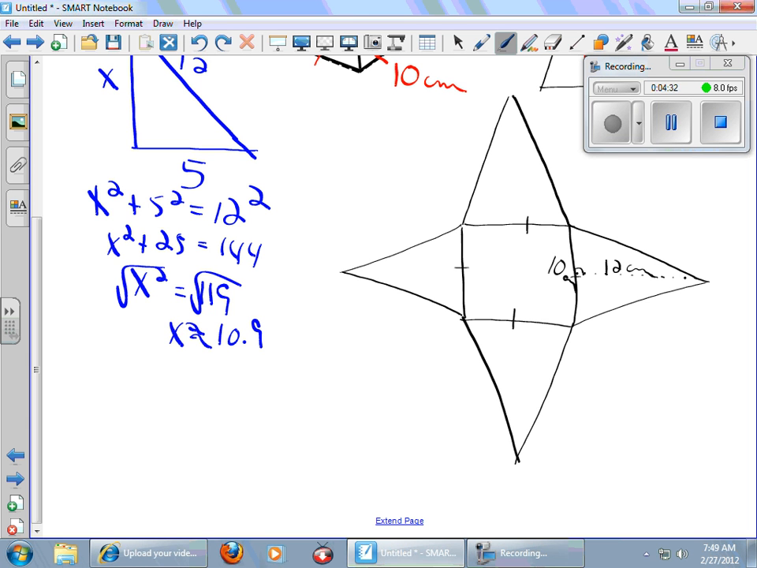So if I do the area of the square, I'm going to do 10 times 10. 10 centimeters times 10 centimeters, which is 100 centimeters squared.